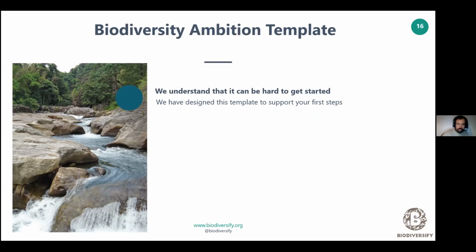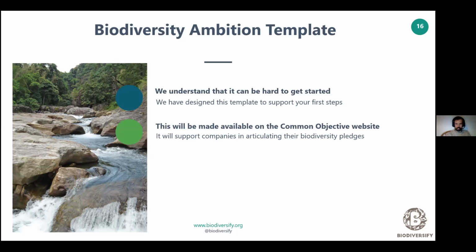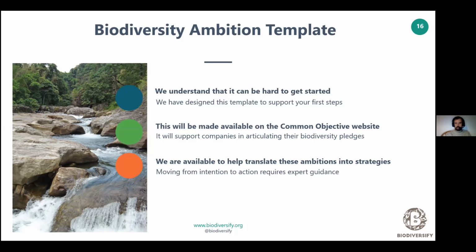So the thought behind this was, we understand it's hard to get started. What do you do? What do you even think about? So this template basically lays out some of the first questions that we'd ask a client when working with them to understand their biodiversity impacts. This is going to be on the website, and we particularly thought this would be useful and linked to the biodiversity pledges that I think are going to be part of CO's other wider work. And we're obviously happy to help people translate these things into more comprehensive strategies in the same way that we have with Alex. Often we find that understanding these nuances requires a robust approach, I guess I might say.